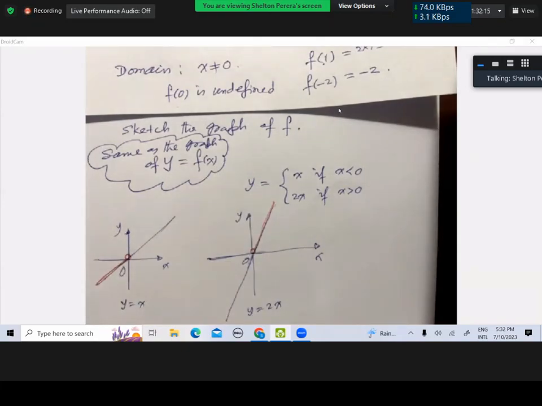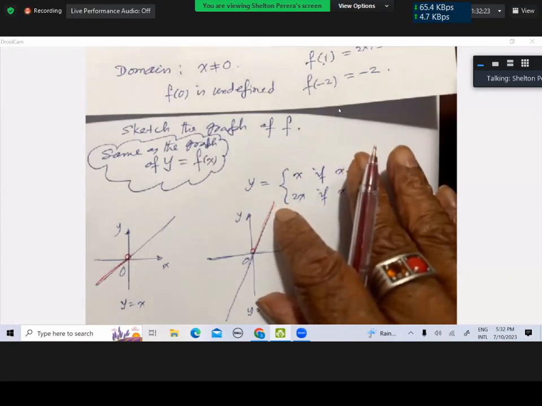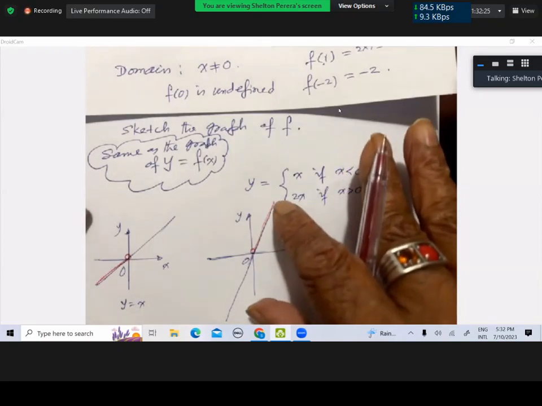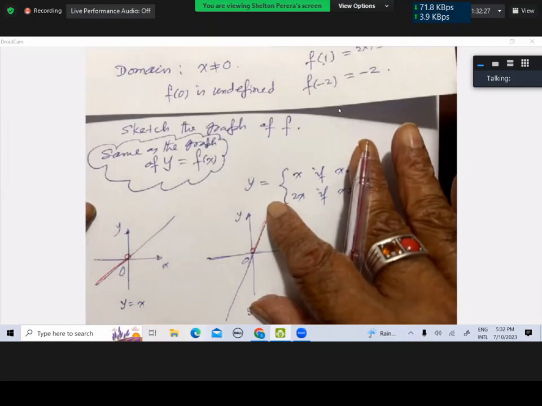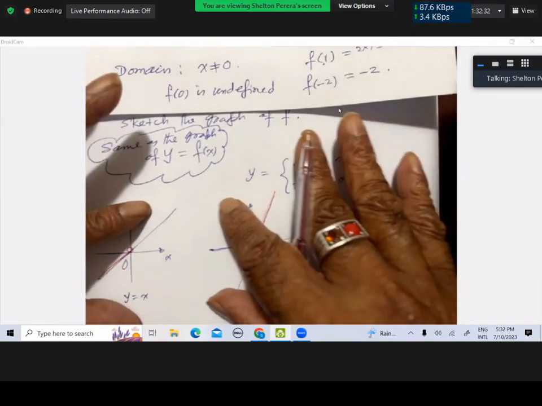Now take a scissor and cut along the y-axis, both pictures. Throw away the non-red parts. Keep the red pieces and bring them together. Meaning cut and paste.